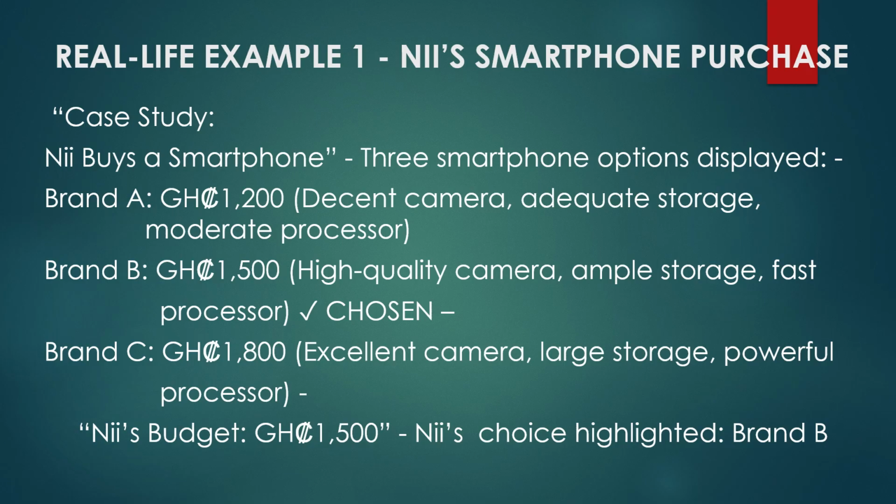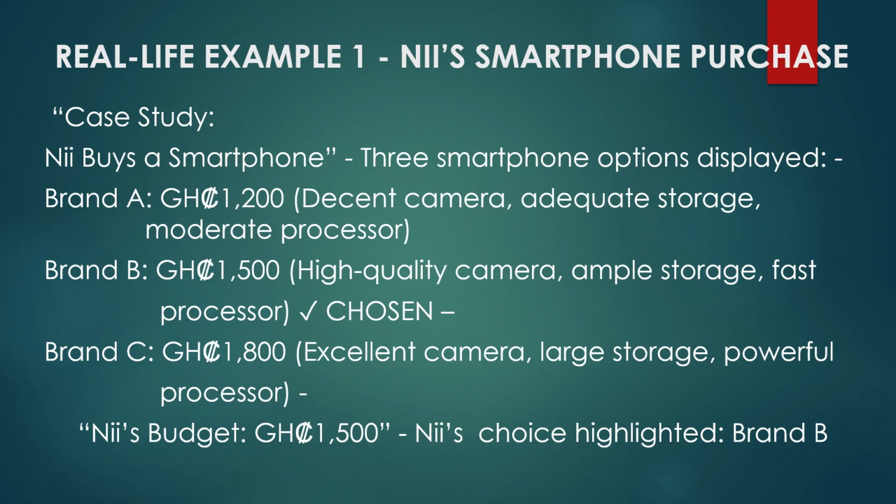Nee visits an electronics store and finds 3 smartphones within or near his budget. And he has 3 branded phones over there. Brand A costs 1,002 Ghana cedis. And these are the features of that phone. It has a decent camera, adequate storage, and a moderate processor. It's affordable, but it lacks some features Nee wants.